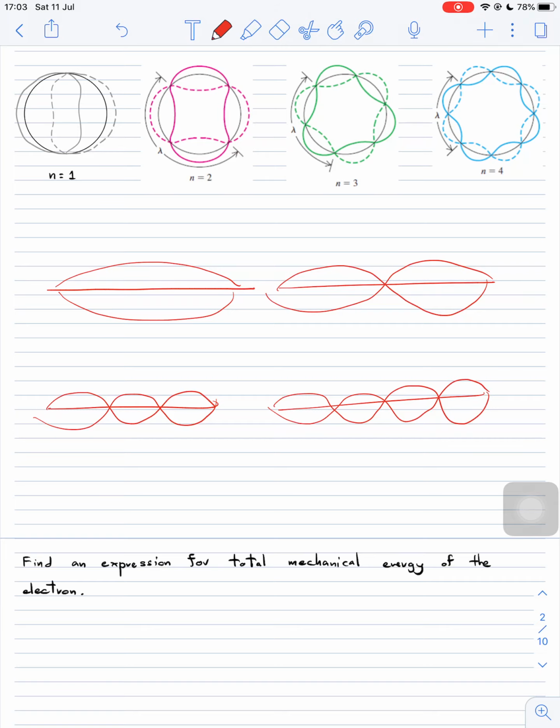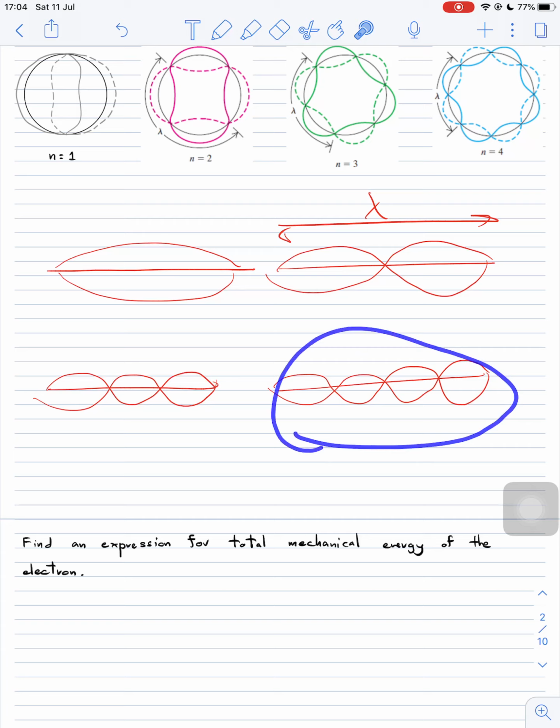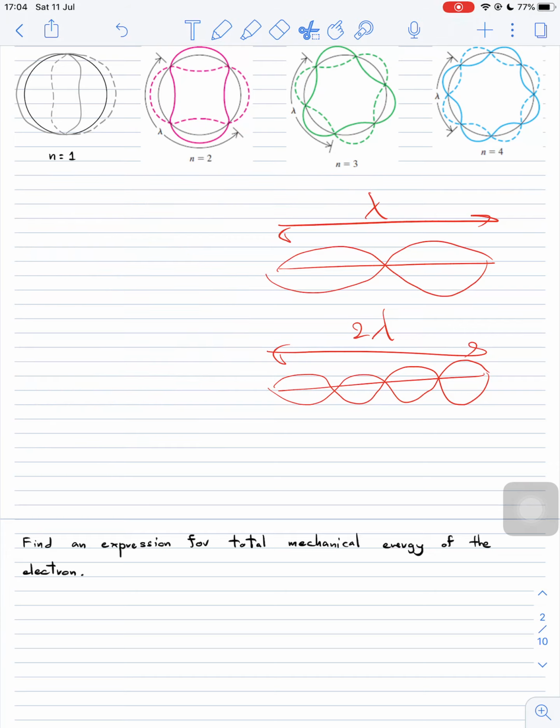Okay, so now let's consider maybe the two loops here and the four loops, right? We know that the length of the two loops is equal to one wavelength. So now we have four loops, right? It's going to be equal to two times the wavelength here. Okay, so let me just ignore this one.